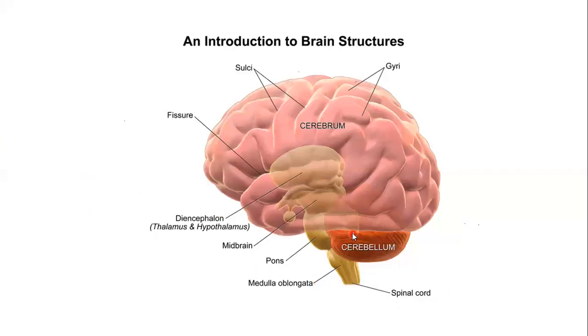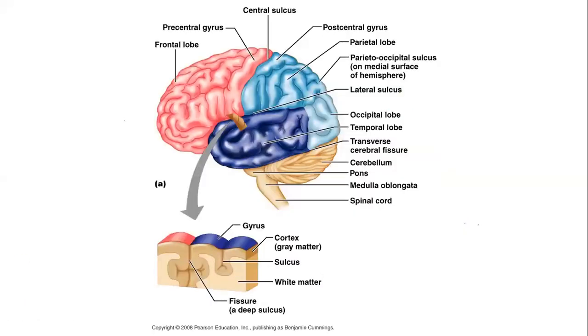So the brainstem consists of the pons, the medulla oblongata, and the cerebellum. So that is the hindbrain. So as you can see here, central nervous system.